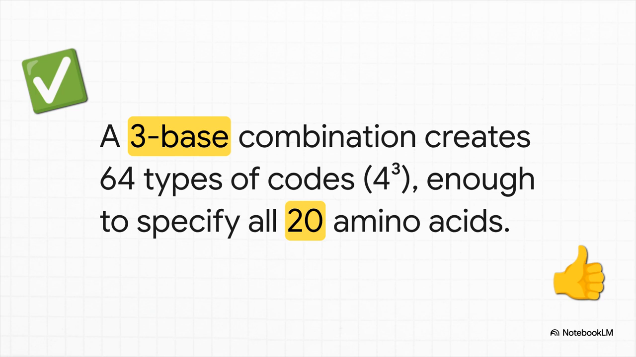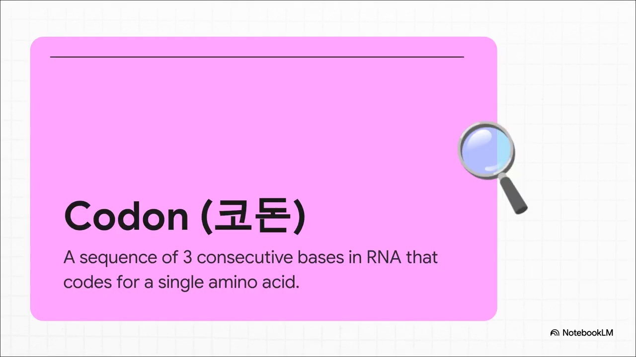A 3-base code gives us 64 possible combinations. That's way more than enough to give a unique code to each of the 20 amino acids. And you even have some codes left over for punctuation, like start and stop. And this 3-letter word, it has a name. It's called a codon. This is the fundamental unit, the basic word of the genetic code.